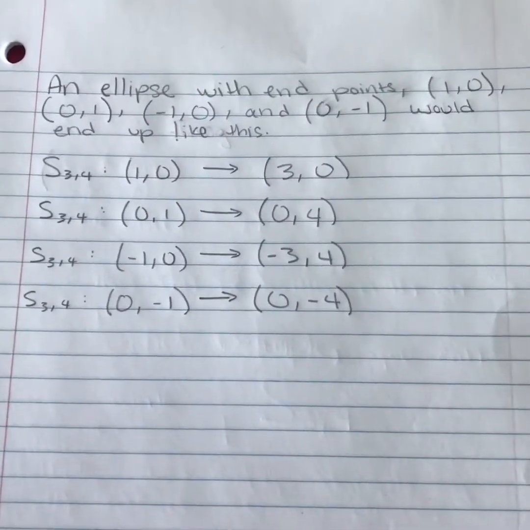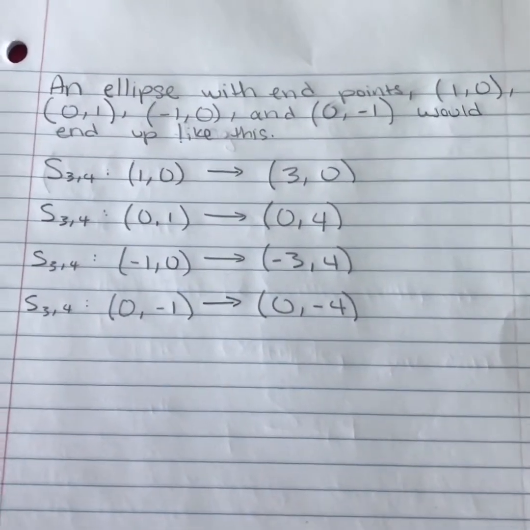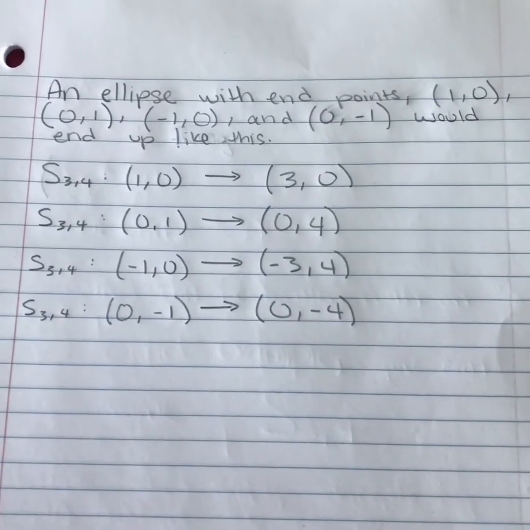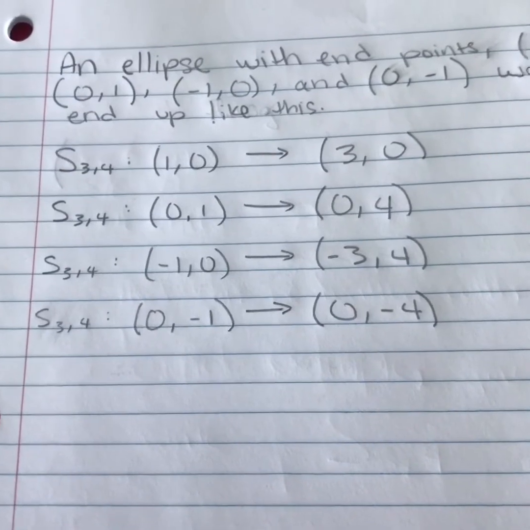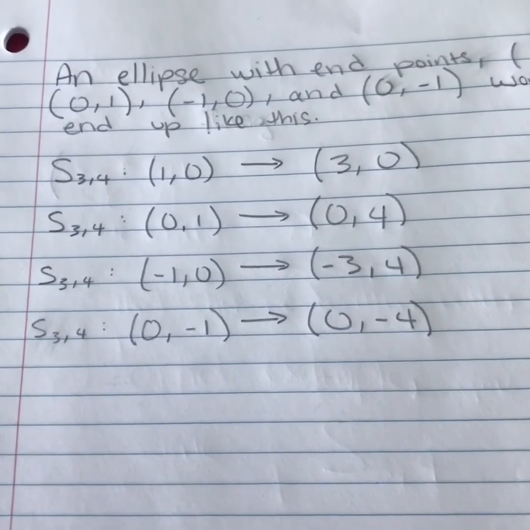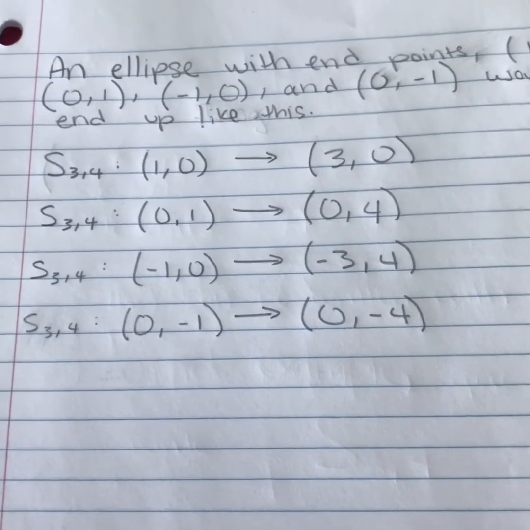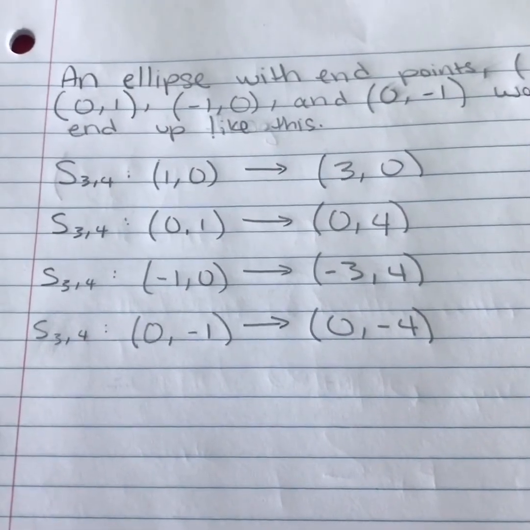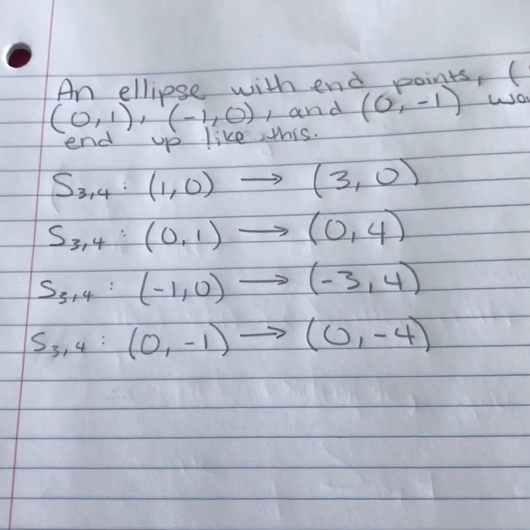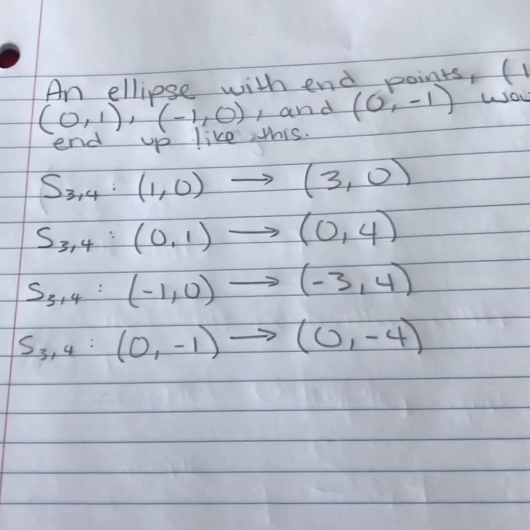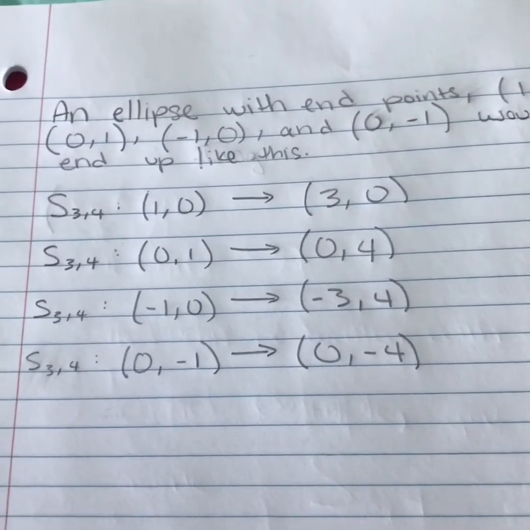An ellipse with endpoints 1, 0, 0, 1, negative 1, 0, and 0, negative 1 would end up like this. Scale change 3, 4, 1, 0, 3, 0. Scale change 3, 4, 0, 1, 0, 4. Scale change 3, 4, negative 1, 0, negative 3, 0. Scale change 3, 4, 0, negative 1, 0, negative 4.